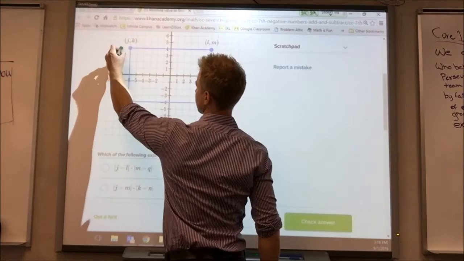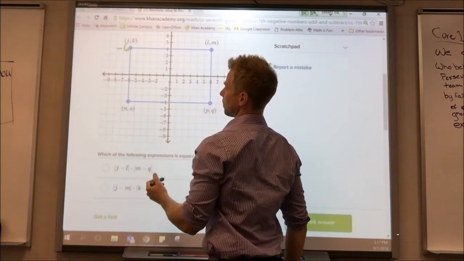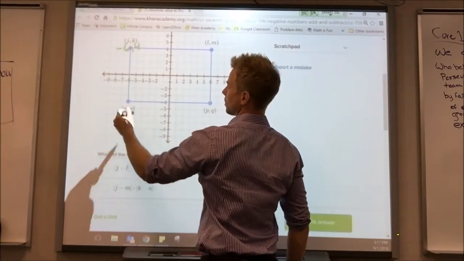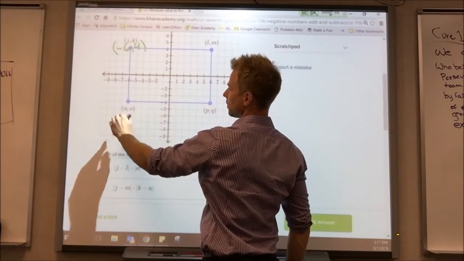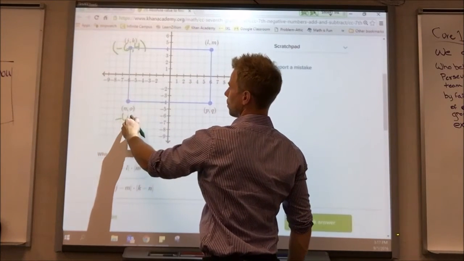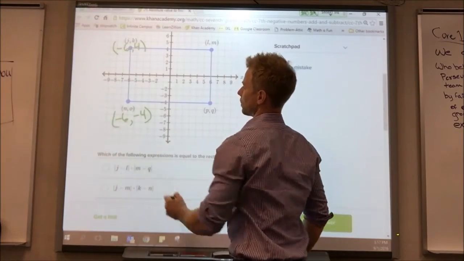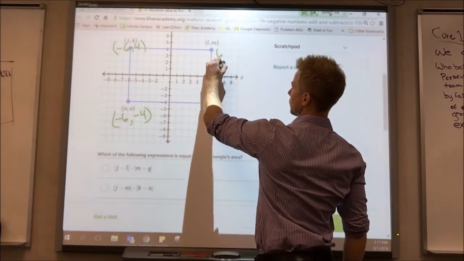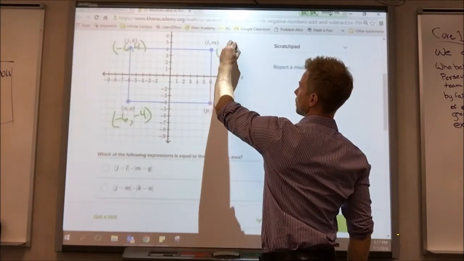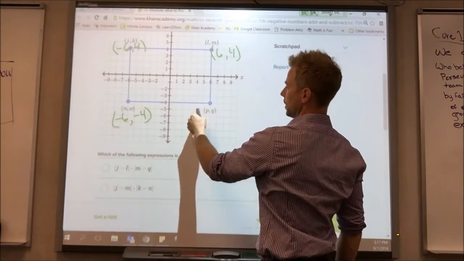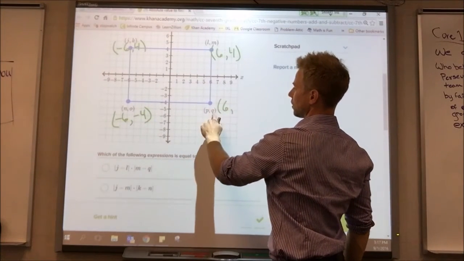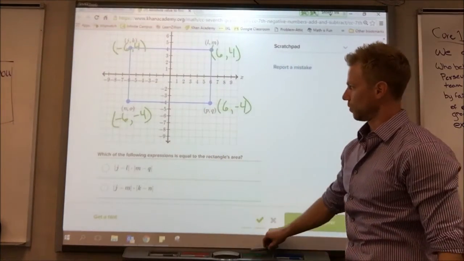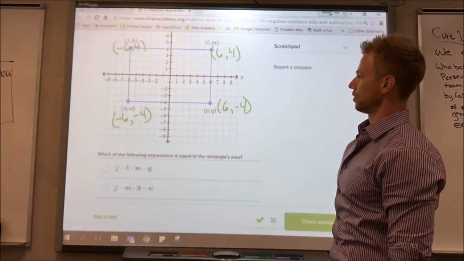So J, the x-coordinate, is -6. K, the y-coordinate, is 4. Down here, N is -6. O is -4. Right here, L is the x-coordinate, it's going to be 6. M, the y-coordinate, is 4. Over here, P, the x-coordinate, is 6. Q, the y-coordinate, is -4. And we now know what numbers all those ordered pairs are.